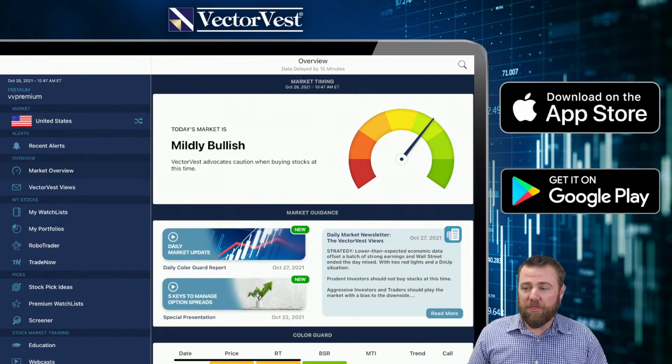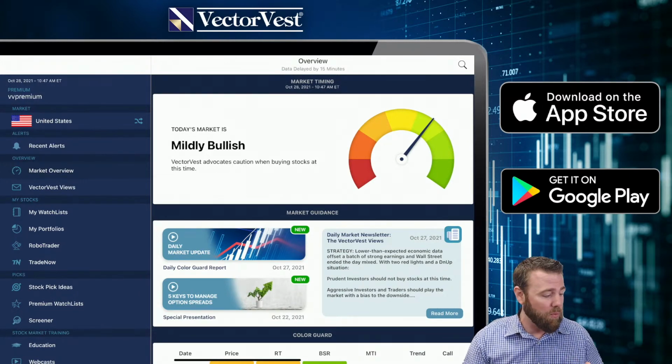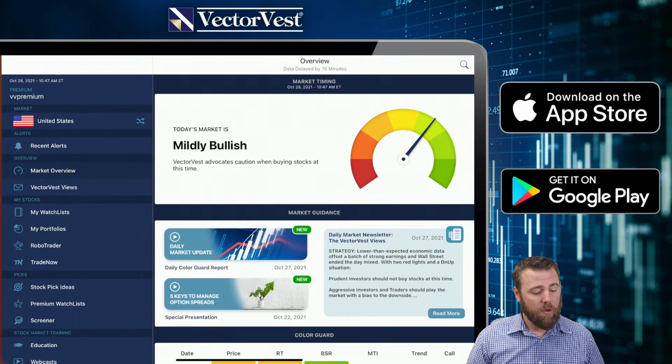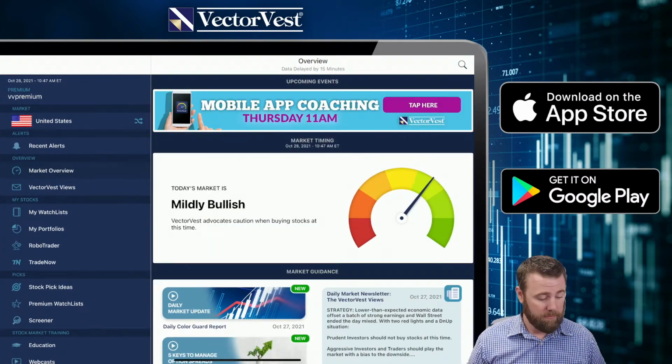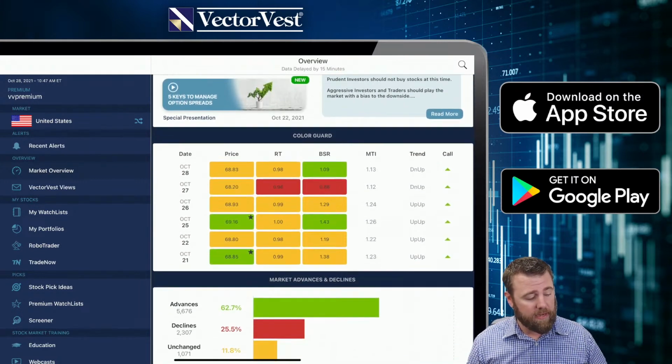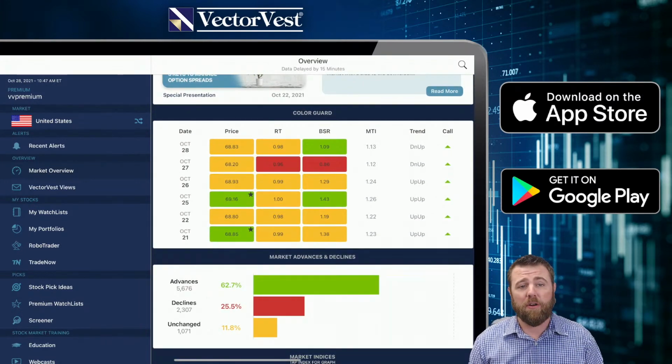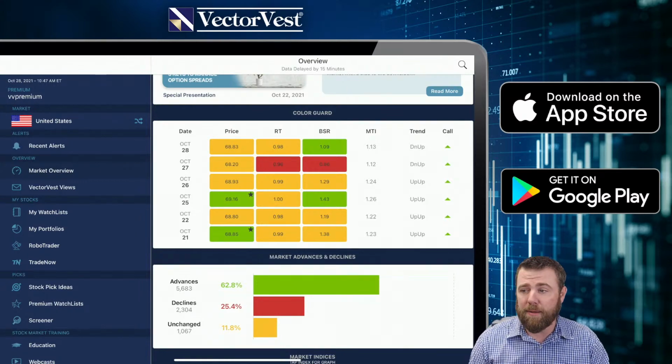All right, so with that, let's go ahead, take a look at what's going on here today. Right now we have one tick into the green. Therefore, the market is mildly bullish, and VectorVest advocates caution when buying stocks at this time. As always, we scroll down to take a look at the color guard, and the color guard analyzes the overall trends of the market utilizing three key components.